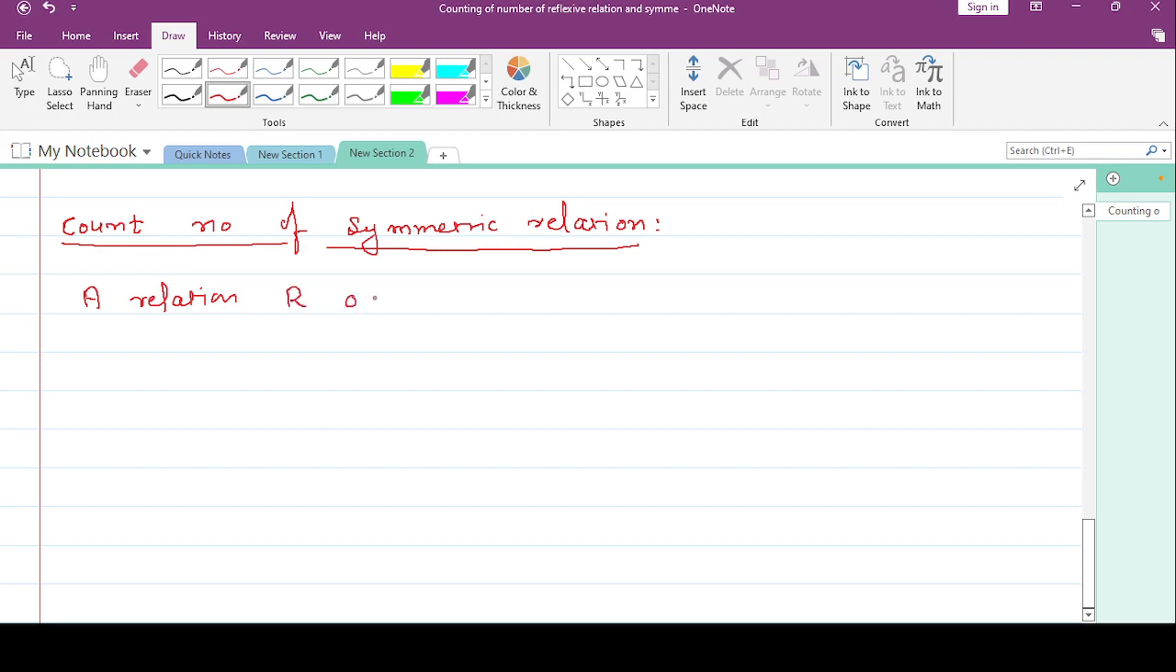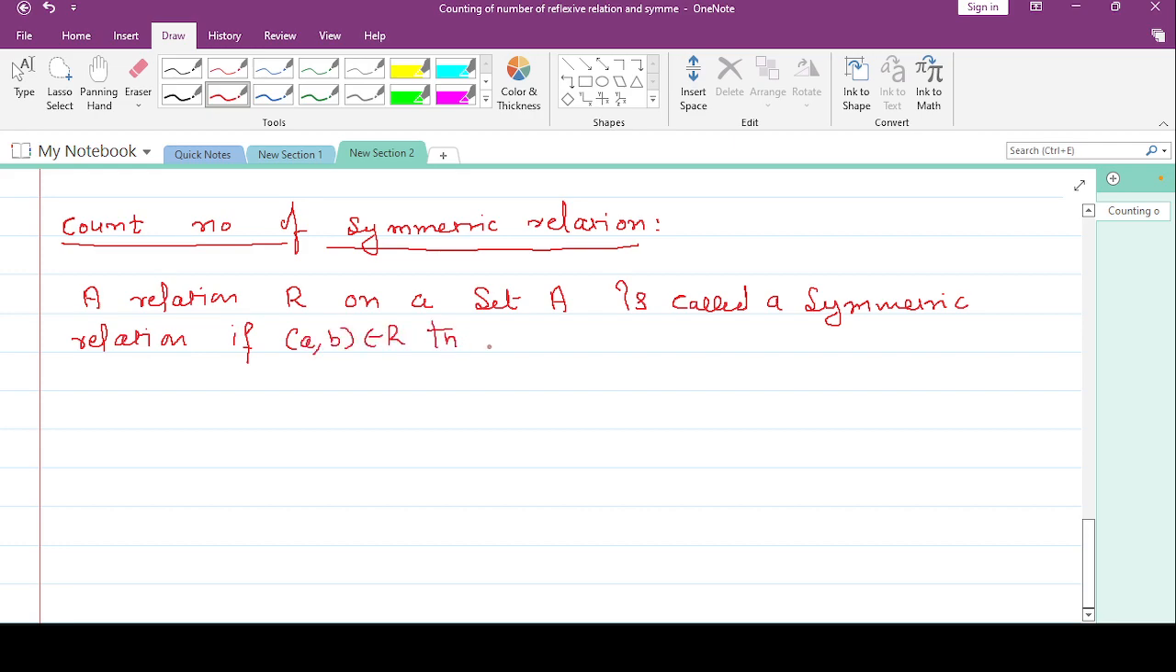R on a set A is called a symmetric relation if (a, b) is a member of R, then (b, a) should be a member of R. If (a, b) is a member of R, then (b, a) should be a member of R.